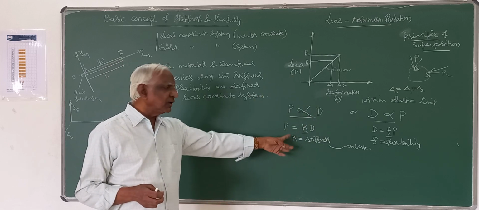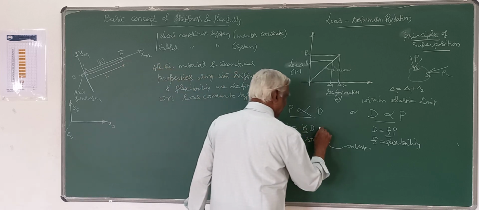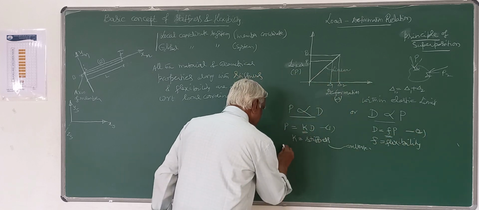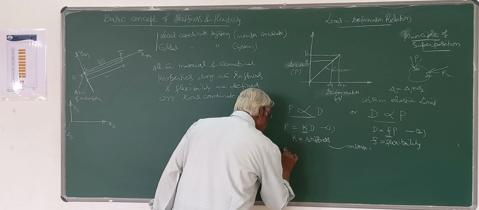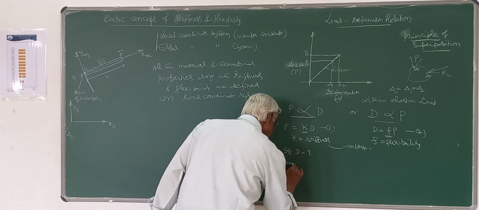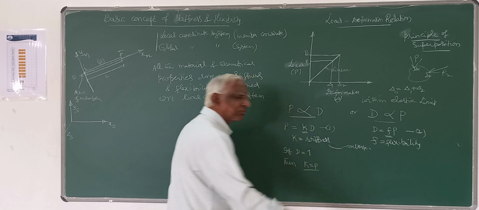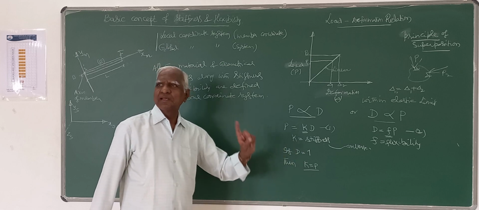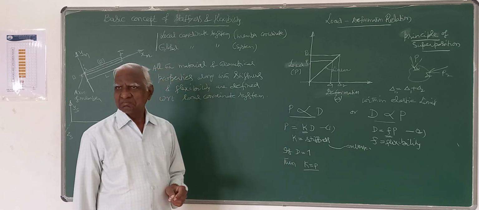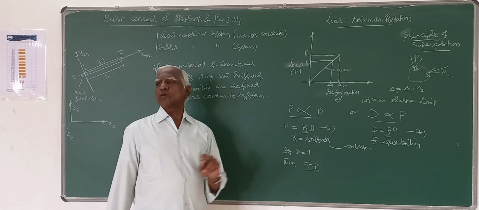Flexibility is the converse of stiffness. So from this basic equation, I will call this 1, this 2. Suppose if D is equal to 1, then K is equal to P. This helps me in defining what is stiffness. From this, obviously, suppose if D is equal to 1, K equals P.